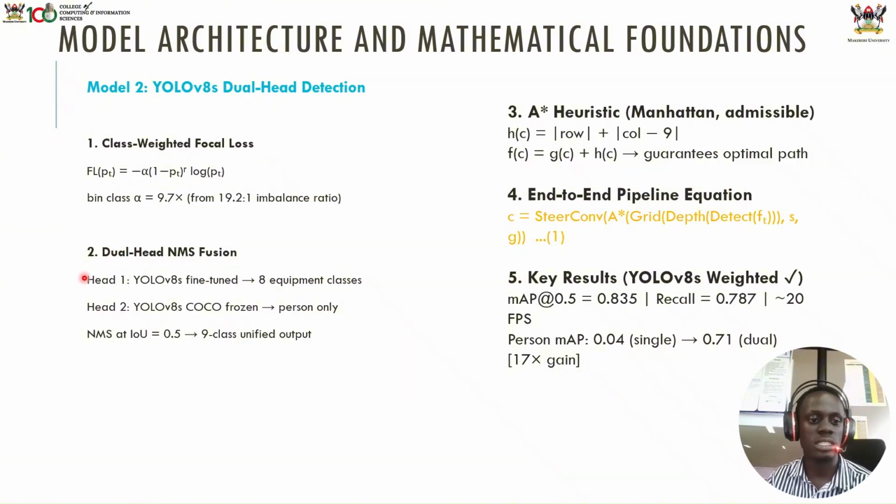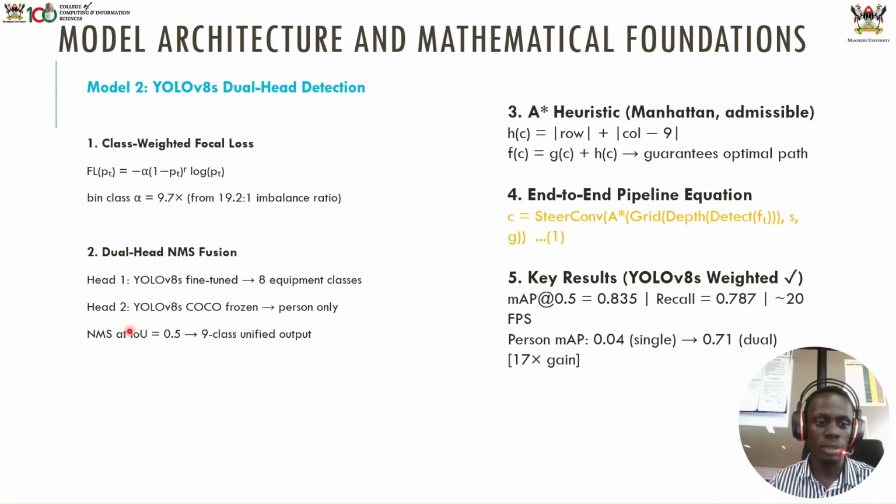The second one was dual head and fusion. In that architecture, we said that if we only train one head of YOLOv8, it's going to suffer catastrophic forgetting. So how are we going to solve catastrophic forgetting? Because it will unlearn to detect the person class. Remember, our dataset doesn't have the person class, so it might unlearn to detect the person class. So what we do, we are going to use two heads. The first head is going to be fine-tuned on our equipment classes.